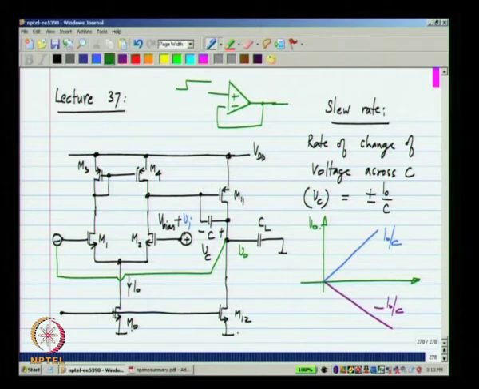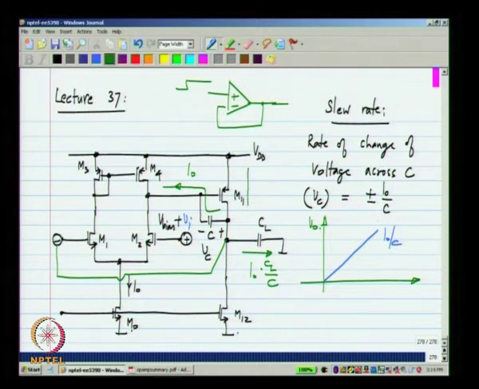First, let me take the first case where a current I naught is drawn this way. So, that means that the output is ramping up at plus I naught by C, and that means that a current of I naught times CL by C is flowing through the load capacitor. Okay. Now, what does it mean?